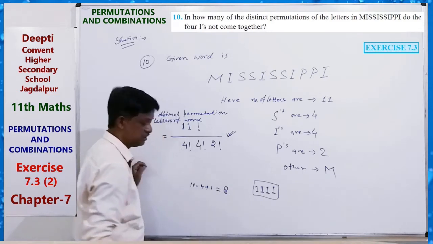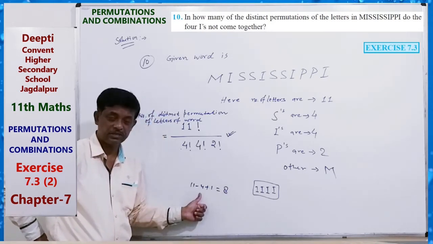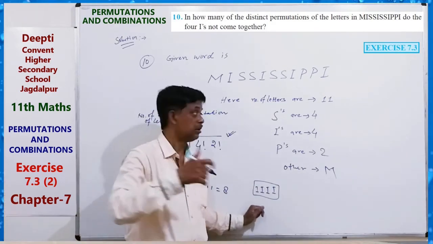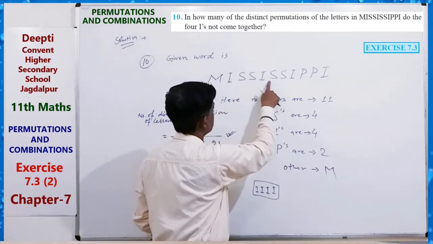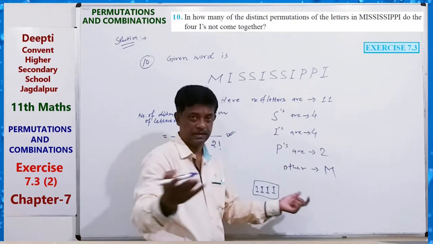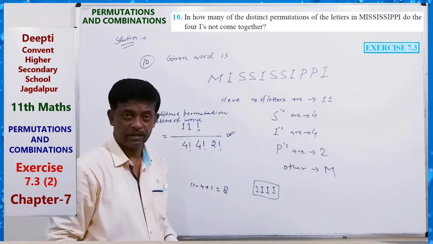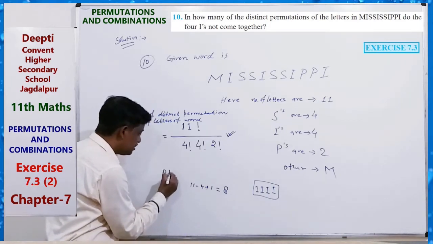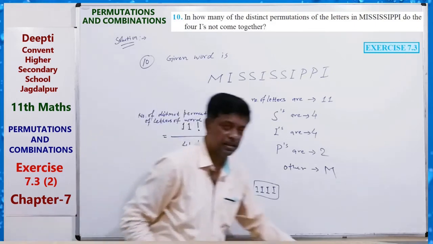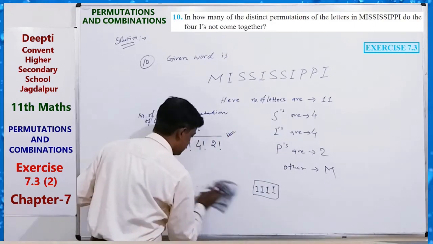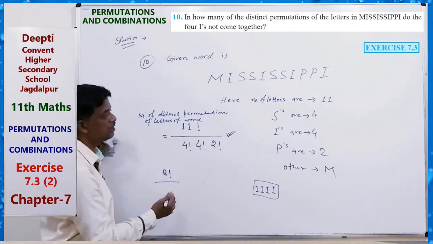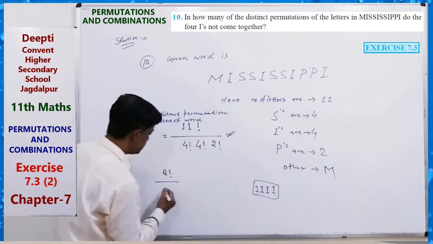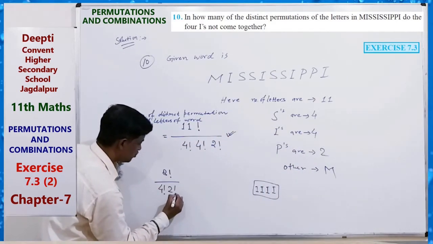8 digits. 11 minus 4 means 7, plus 1 means 8 digits, because these are counted as 1. So 1, 2, 3, 4, 5, 6, 7, 8. 8 digits. Clear? So the 8 digits can be permuted in how many ways? 8 factorial upon, there are 4 S's and 2 P's, so 4 factorial 2 factorial.